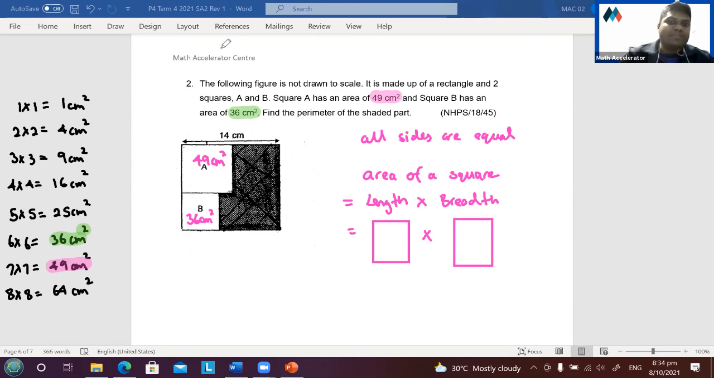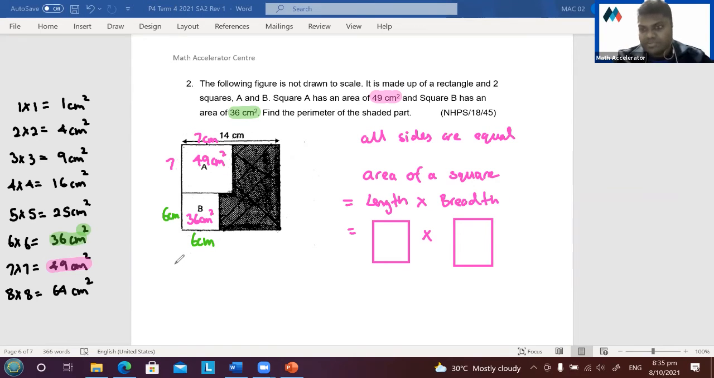All right then. Now, can you tell me what is the length of B? Type in the chat. Good. Length of B is 6. I'm going to write it in green. This is 6 cm. This is 6 cm. Okay, guys, class, what is the length of A? All right, very good. Length of A is 7. This part also 7.